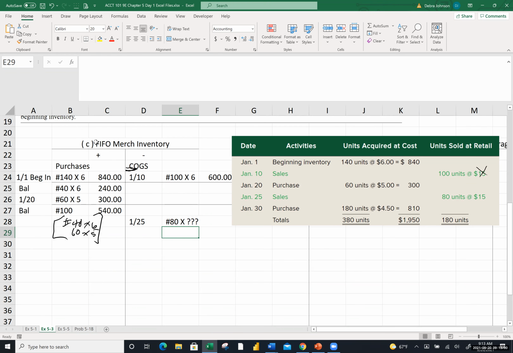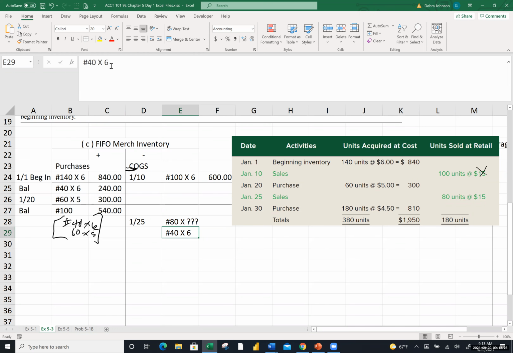FIFO, the first ones in are the first ones out. Here's the first one in, that 40 at 6, that 6 layer. So how am I going to calculate that 80 units there? I'm going to take the first 40 at 6. And then what do I need to bring it up to 80? It's 80 units in total.